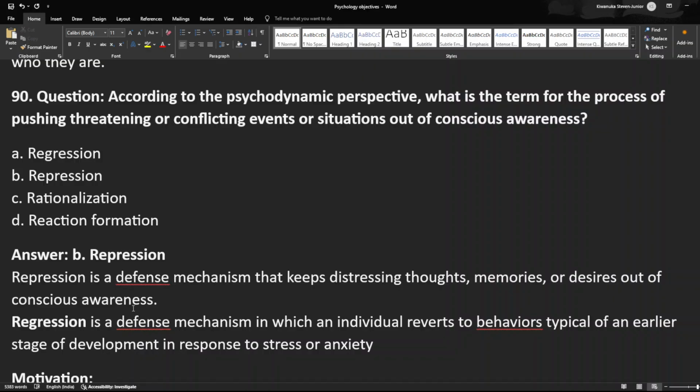So regression, let's say in case you used to have some habit when you were young, and then whenever you are stressed you repeat that habit, that means you are carrying out regression. You used to lick your fingers, then when you get stressed, you repeat that over and over. That is the process, or anything else you used to do when you were young.